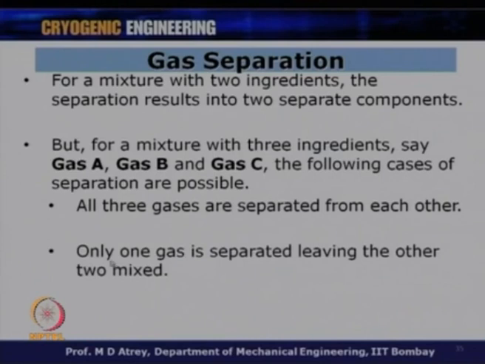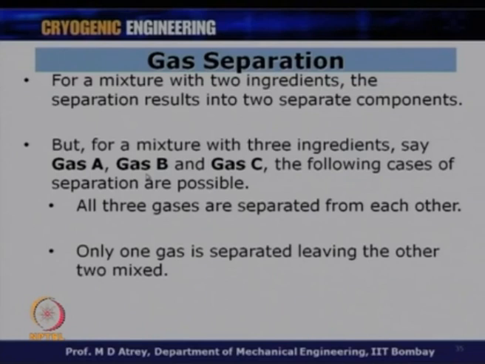The second case is where only one gas is separated, leaving the other 2 gases mixed. That means, I am not interested in any gases other than gas A, and therefore, from a mixture of A, B and C, I would like to take only gas A out and would not bother to separate B and C. Let them remain combined. So, what I am going to separate out from A, B, C is only A, and the other lot will be B plus C.